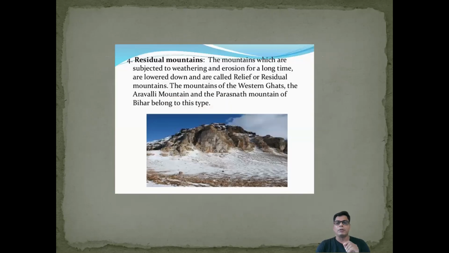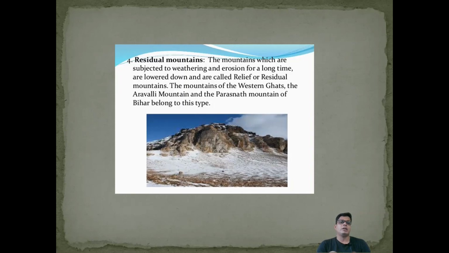Then come to the fourth type of mountain, that is the residual mountain. Residual mountains are mountains which are subjected to weathering and erosion for a long time and lowered down due to erosion, due to denudation, due to external exogenic forces. It may be water, wind, or glacier, always working over there, and due to this the mountain becomes lowered, or the height is decreased because of the external forces. So that time it becomes the residual mountain.